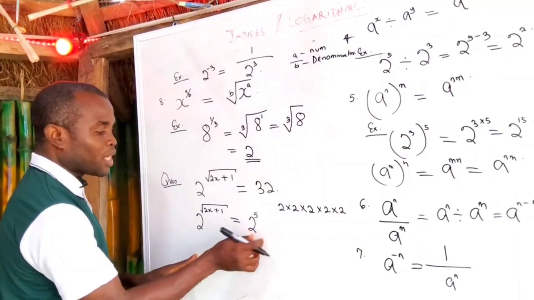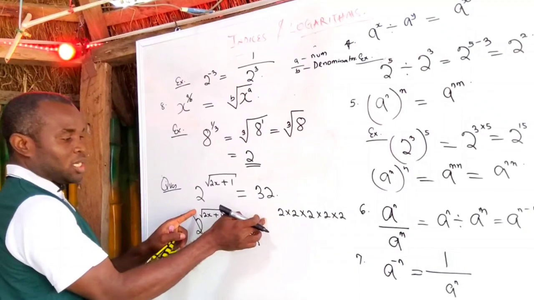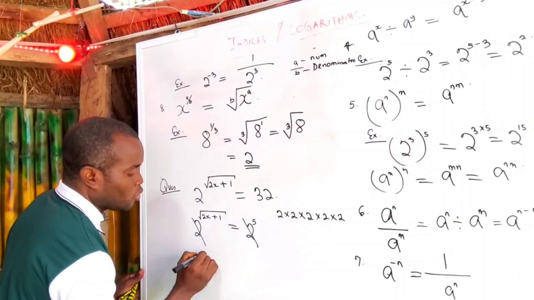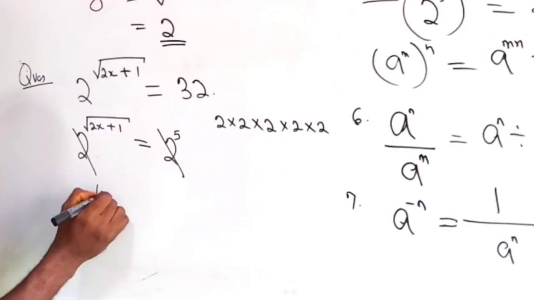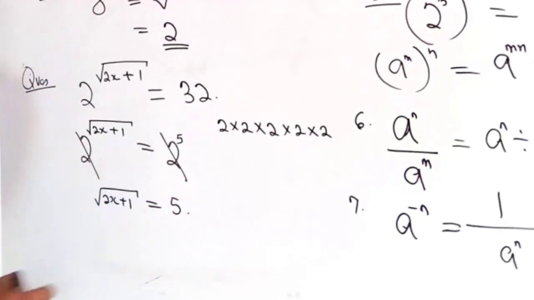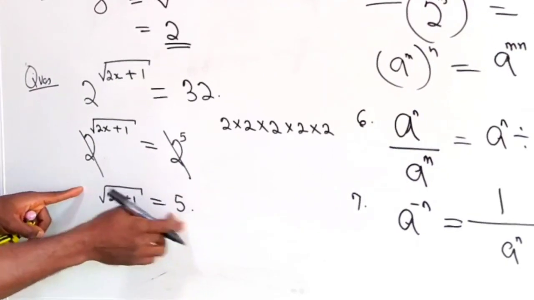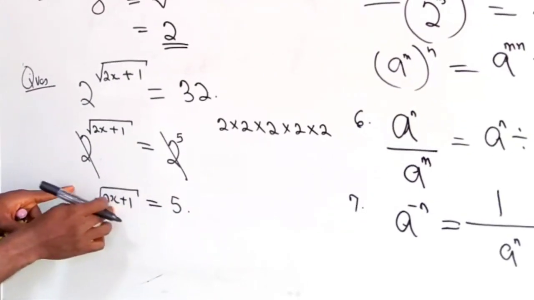So if it is of the same base, then we can cancel this. That means we're actually treating the powers now. So this is 2x plus 1 equals 5. Now this is of the same base. And actually what we're looking for here is x.